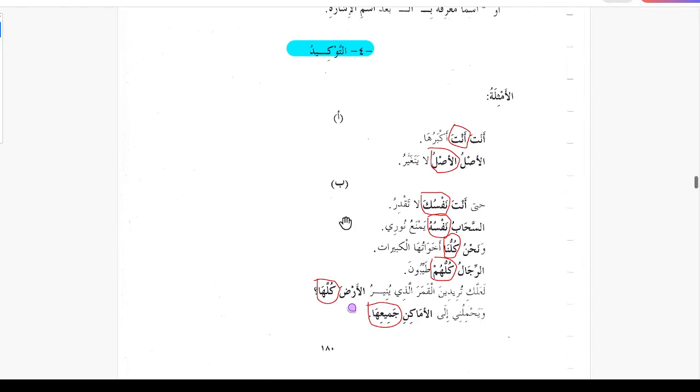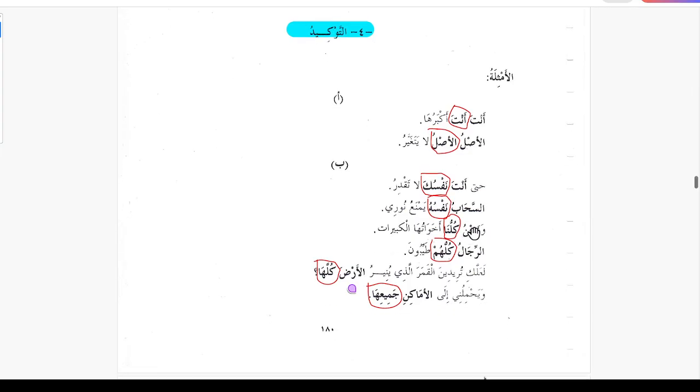And then the second group is hatta anta nafsuka la taqdiru, even you yourself are not able. As-sahabu nafsuhu yamna'u nuri, the cloud himself can block or stop my illumination. I mean, if there is a cloud, it can stop the illumination of the moon. So this is what comes in the lesson.